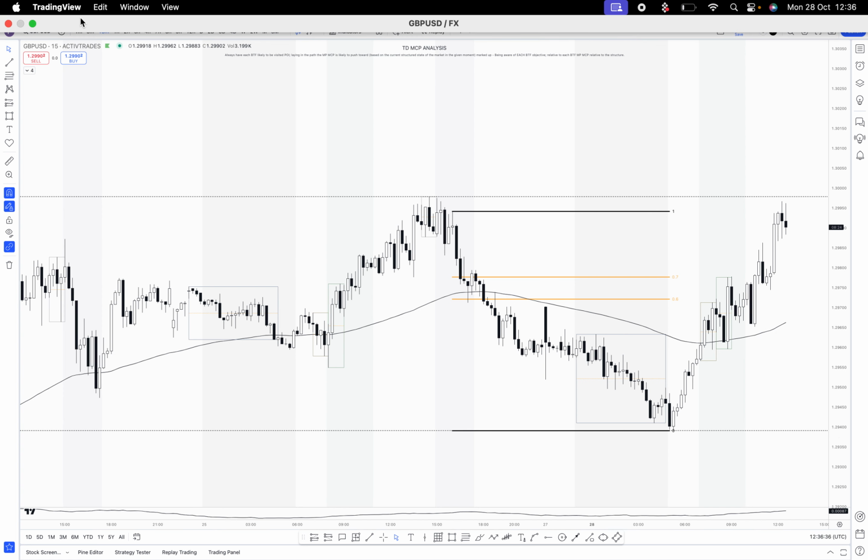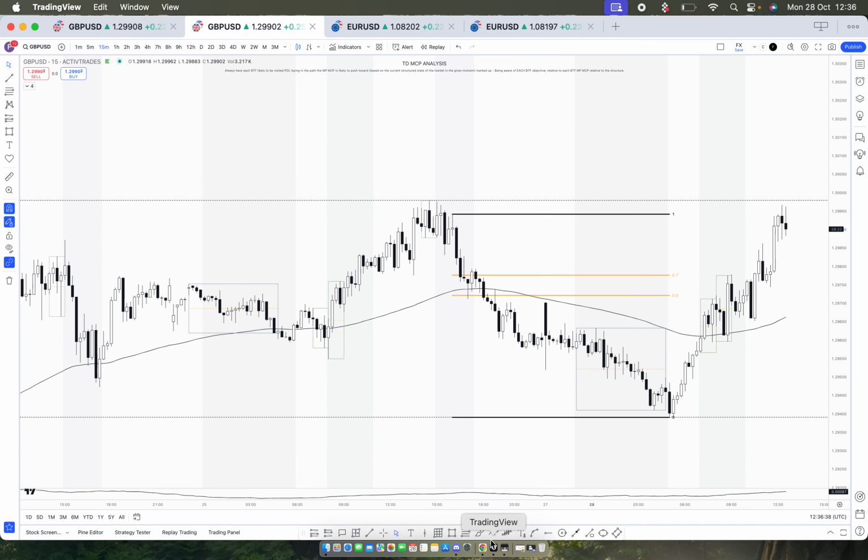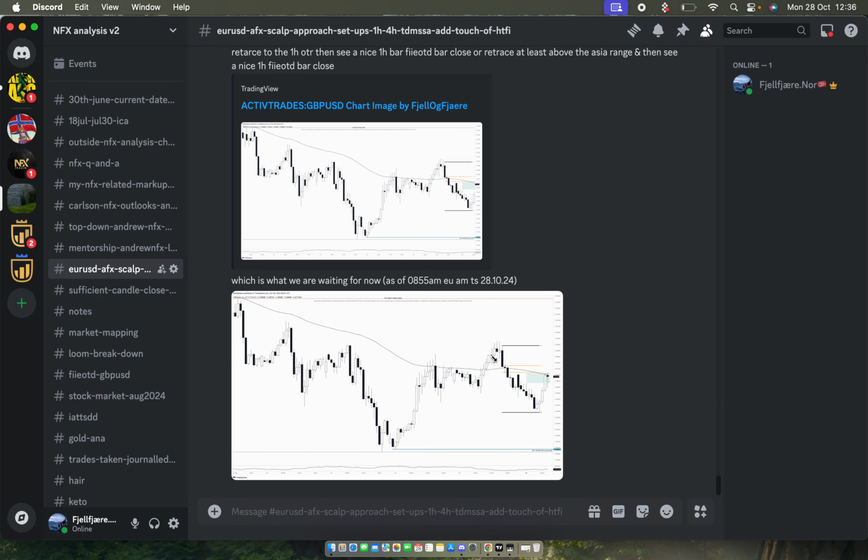And then I've shown this here, so that was the last thing of today, because all that was left to do was wait for your nice 1 hour bar, and then wait for a 15M nice bar close above a liquidity point viewed on the 15M time frame. So yeah, that's it.